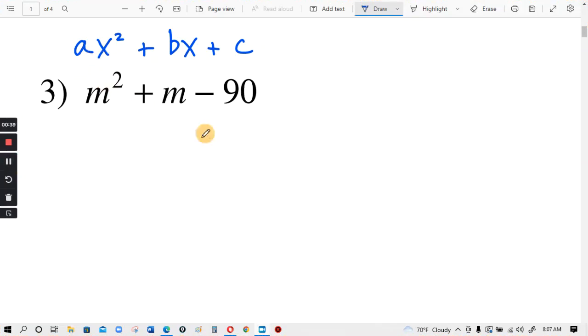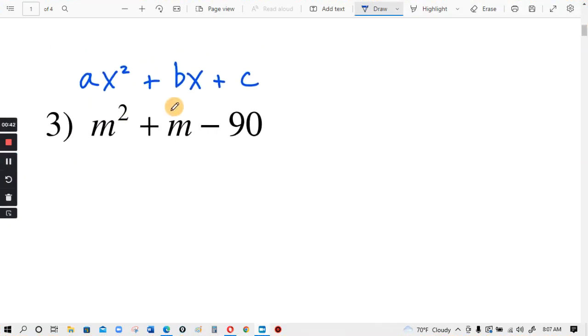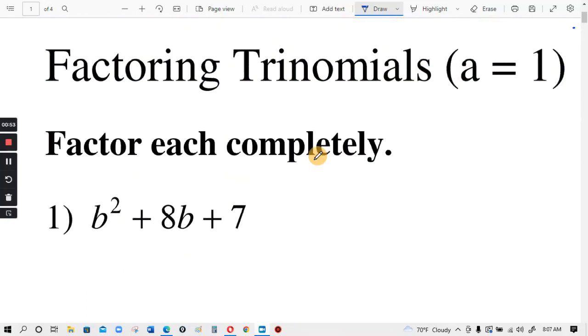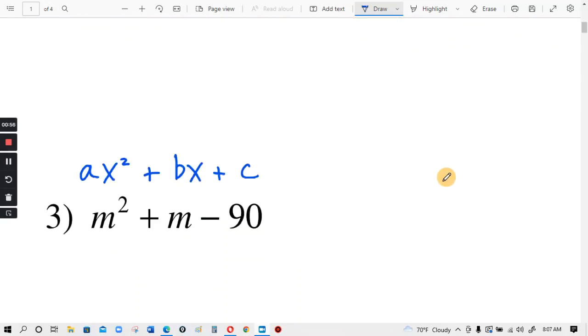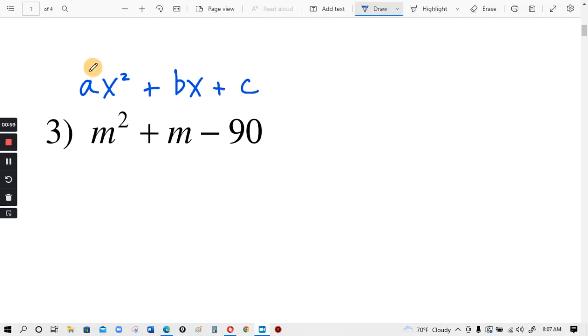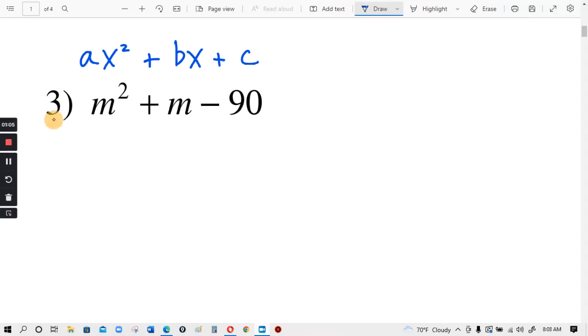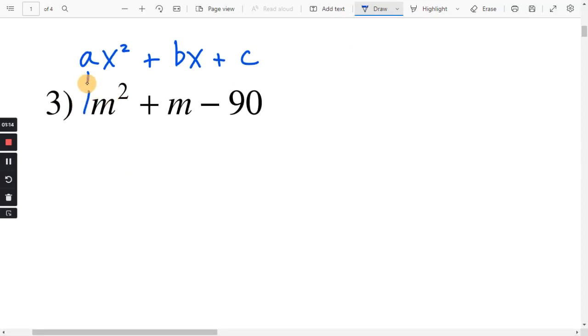All right, let's begin with number 3. This equation is in the form of ax squared plus bx plus c. They just use the variable m instead of x, but it's the same concept. And the reason this worksheet has a equals 1 in the title is because the coefficient, or the number in front of the x squared or the m squared, will always be 1. So in this case, when there's no coefficient in front of the variable, it's automatically 1. In all the cases on this worksheet, a should equal 1, so you don't really have to worry about a.